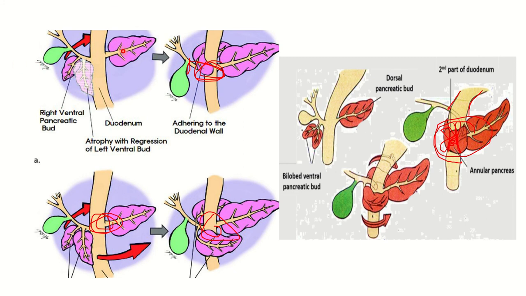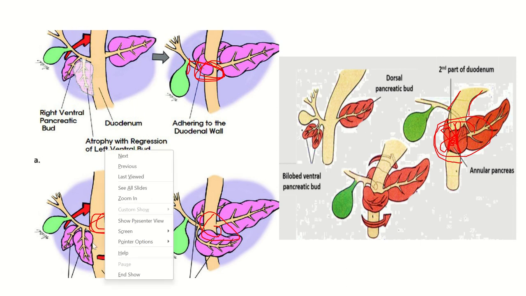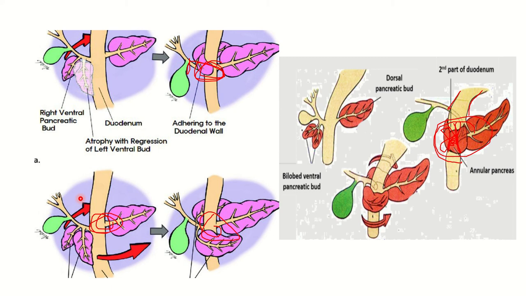Here we can see this is the dorsal pancreatic bud and here the ventral pancreatic bud. The ventral pancreatic bud usually rotates posterior to the duodenum. Here the arrow marks the posterior side of the duodenum. In this picture one part is going posterior to the duodenum, which is the correct way, but one part is passing anterior to the duodenum. The anterior passing part of the ventral pancreatic bud causes compression of the second part of the duodenum and narrowing of the duodenum, and it is responsible for vomiting and intestinal obstruction.